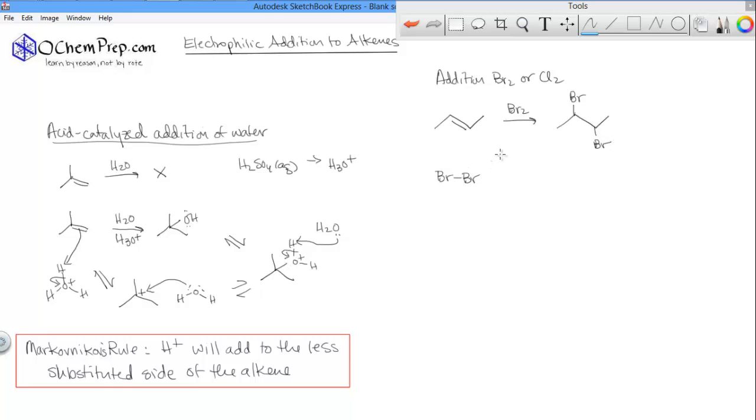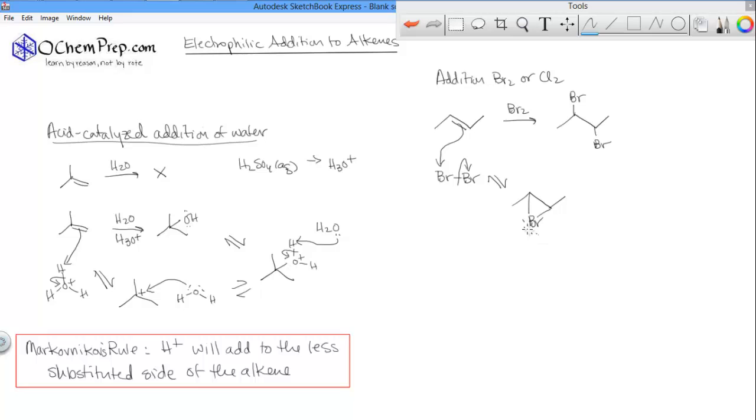The mechanism is, take a bromine, that's the weakest bond in this mixture. The pi bond breaks and hits this bromine, and the bromine-bromine bond breaks. Now instead of having the bromine attached to one side or the other, it sort of sits in the middle and forms this bromonium ion.